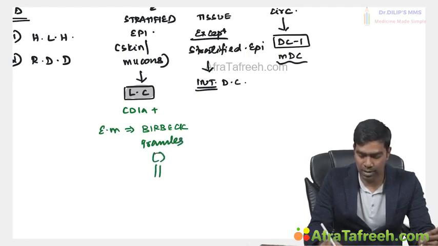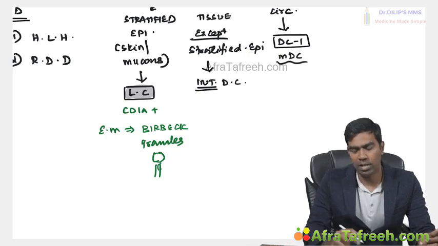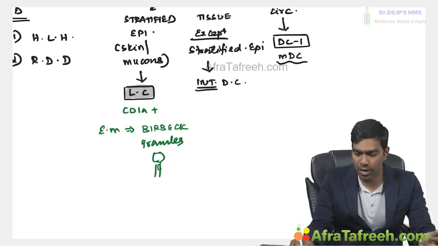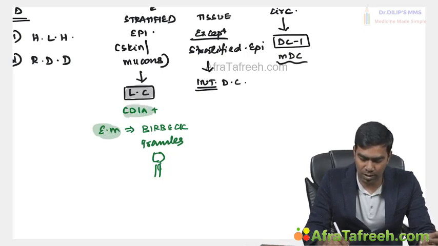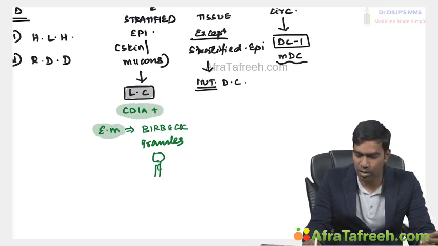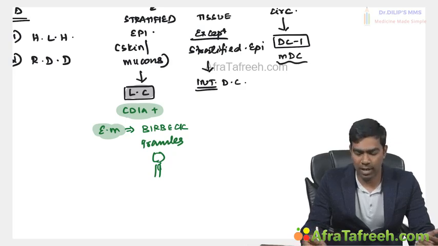Obviously, they will be characteristically something like tennis racket shaped granules. This is what we refer to as Birbeck granules. It's a very characteristic feature. These two things, CD1A positivity and Birbeck granules, are very characteristic of Langerhans cells.